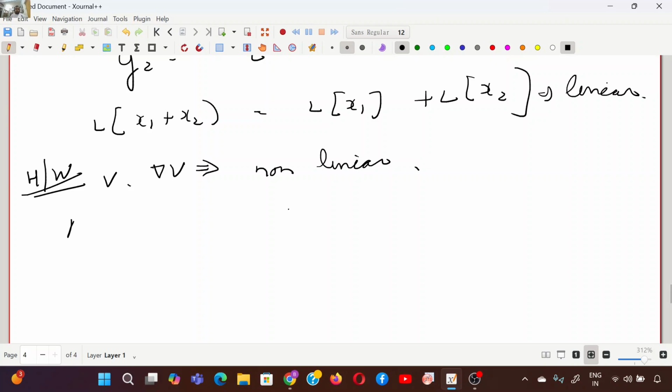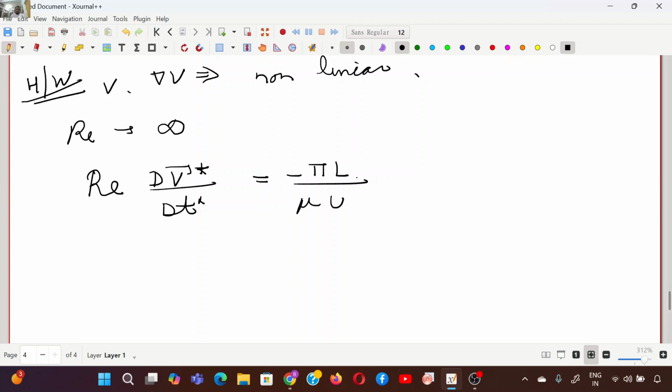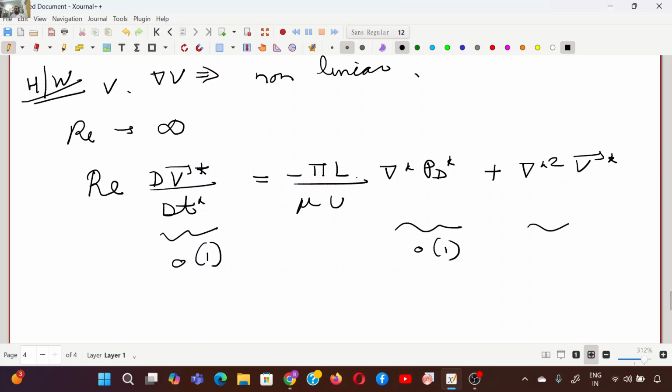Now, same equation, you put Reynolds number tending to infinity, very high Reynolds number. So basically, what was our non-dimensional form of Navier-Stokes equation? Reynolds number into dv star by dt star is equal to minus pi L by mu u del star pt star plus del star square v star. This is order 1, order 1, order 1.